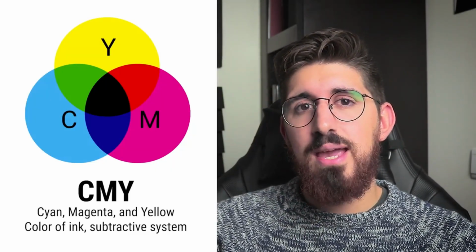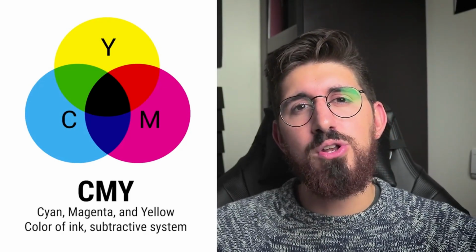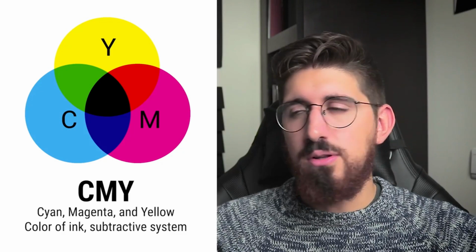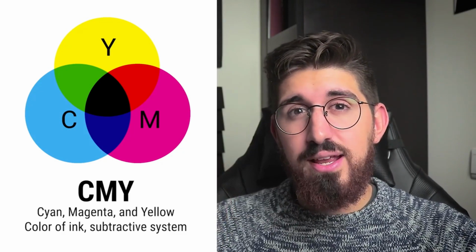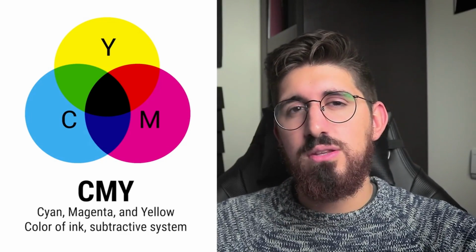The right subtractive color system is CMY: cyan, magenta, and yellow. Yellow is the only correct color in the RYB model. And by mixing these three colors of ink, you can create almost every color you can see in the world.